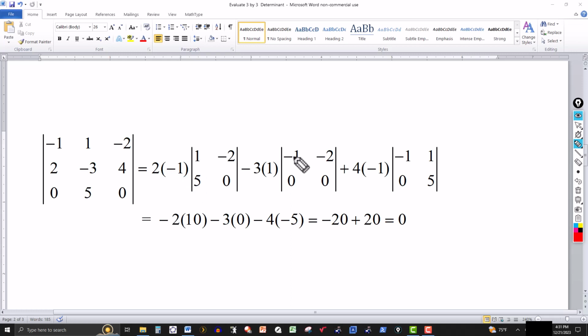For the next one, cross multiply here to evaluate the 2 by 2 is 0. Minus the other one is also 0. So I'll get -3 times 1 is -3, and this times 0, so that's going to cancel out. And then we get to the other one, -1 times 5. -5 minus 0 is still -5. And here I have a -4 times a -5. That's a +20. Minus 20 and a +20 is 0. That's the value of the determinant using the expansion.